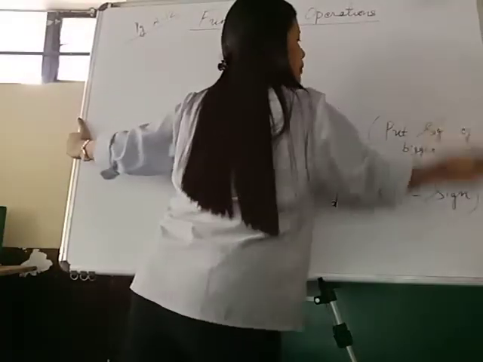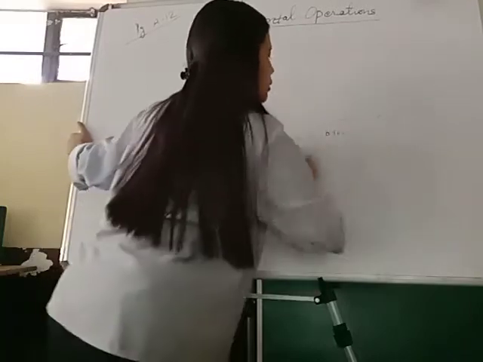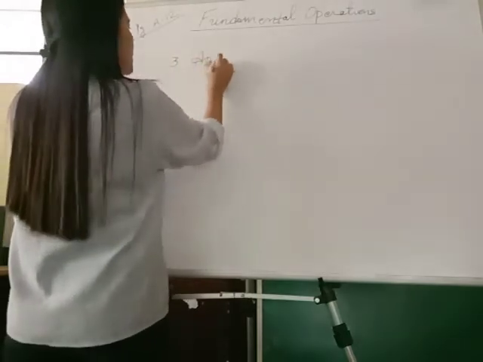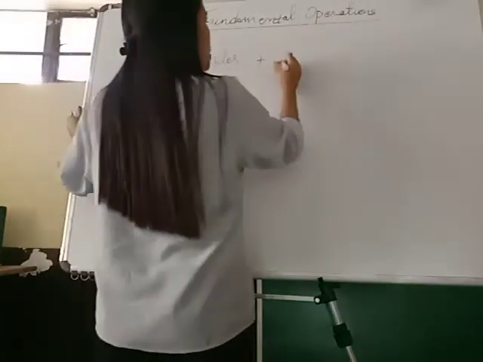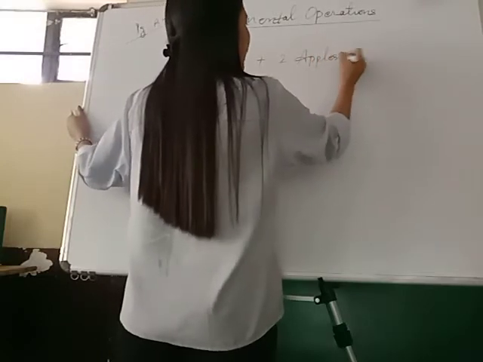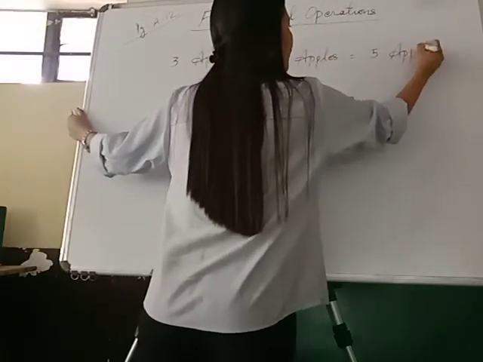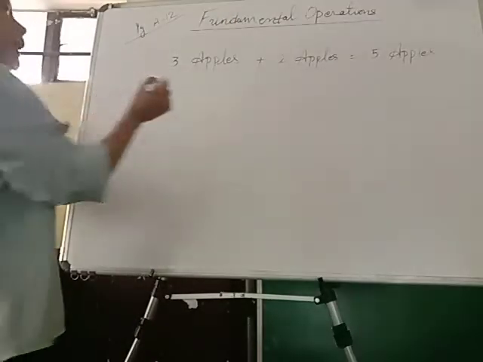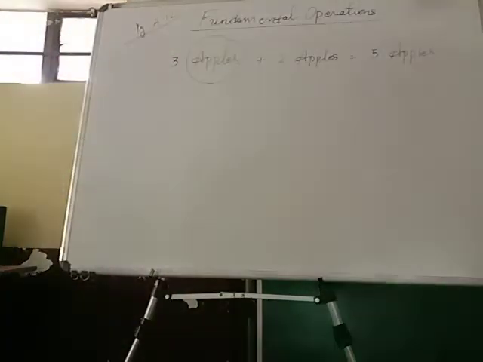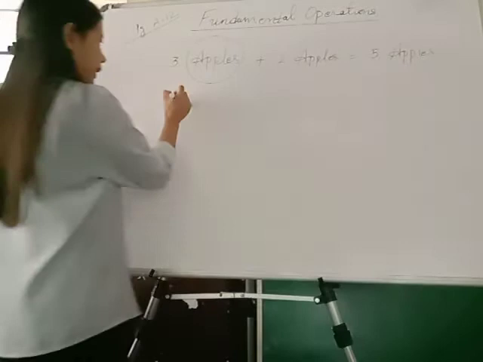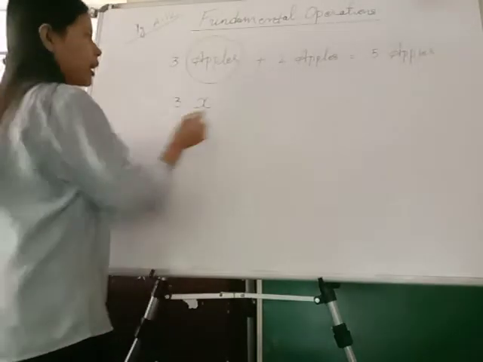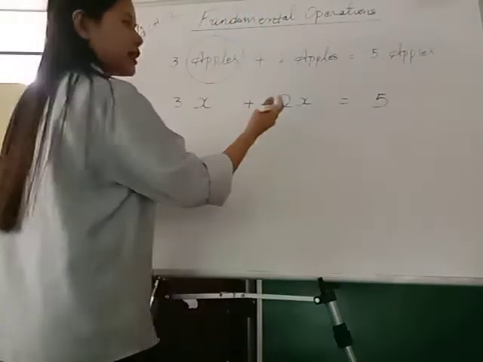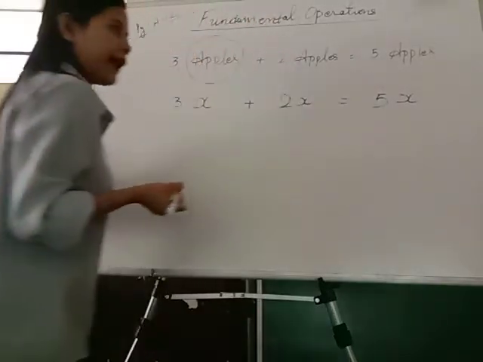Suppose I have 3 apples in my hand, okay? Suppose I have 3 apples and my friend gives me 2 more apples. Then I'll have 5 apples in total. Yes? So, if we replace these apples by any variable, say x, and I write 3x plus 2x, then we are getting 5 apples. So, instead of apples, we are writing a variable x.